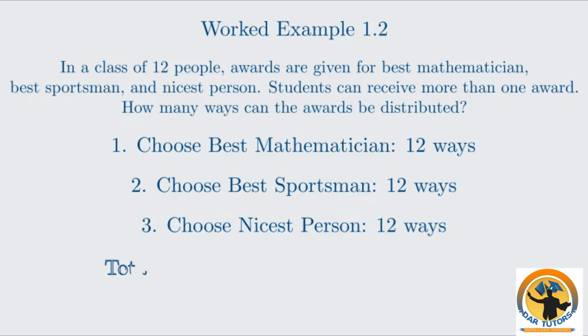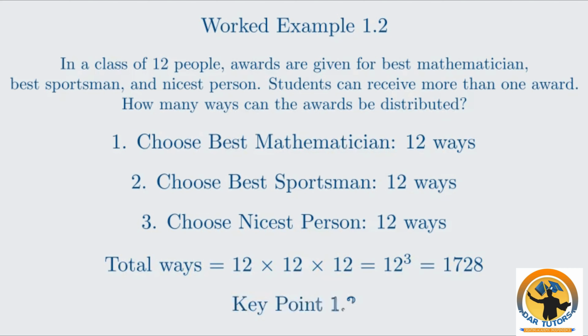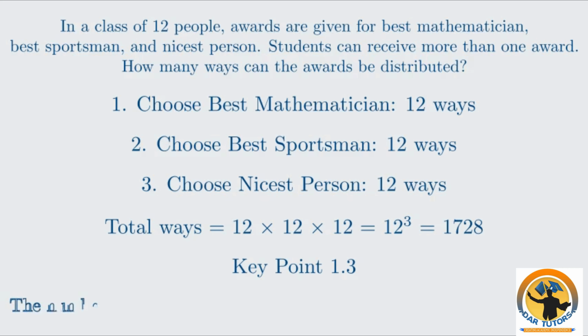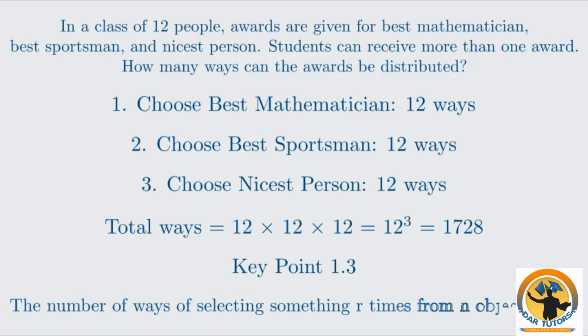Using the product principle, we multiply the number of ways for each choice. 12 times 12 times 12, which is 12 cubed, or 1728. There are 1728 different ways to distribute the awards. This leads us to a general rule. Key point 1.3 states that the number of ways of selecting something, r, times from n objects, with repetition allowed, is n to the power of r. In our example, n was 12 and r was 3, so the answer was 12 cubed.